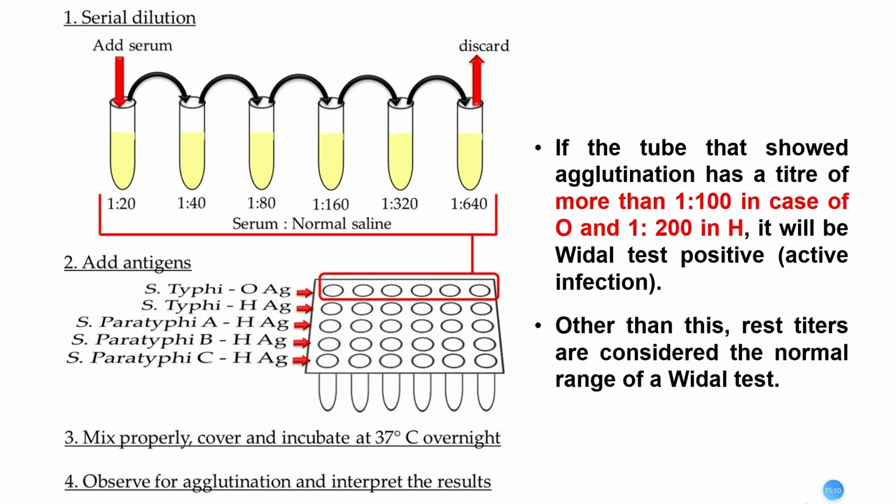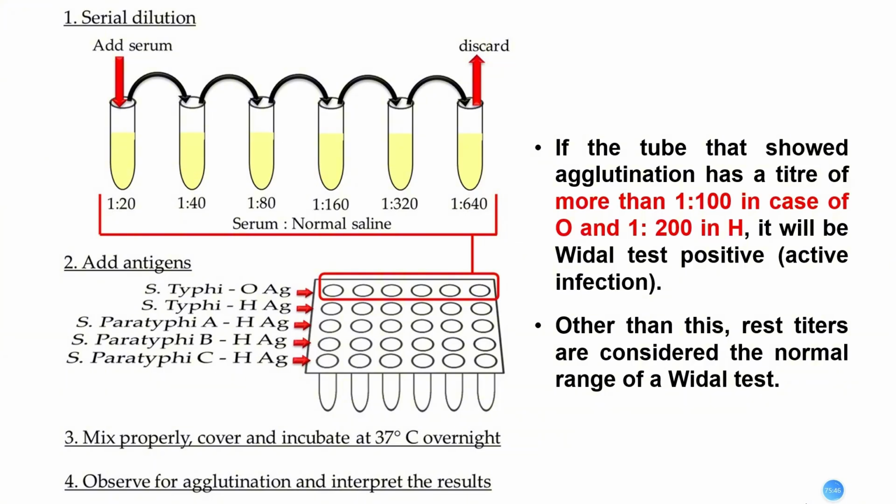Let me show you how it works. So you get the patient's serum, then you make a serial dilution of your patient's serum. Then in each tube, you add the same amount of either O antigen or H antigen. Mix it well, then incubate it at 37 degrees overnight. And you check the results of agglutination the next day. Okay? And here is how to interpret the results.